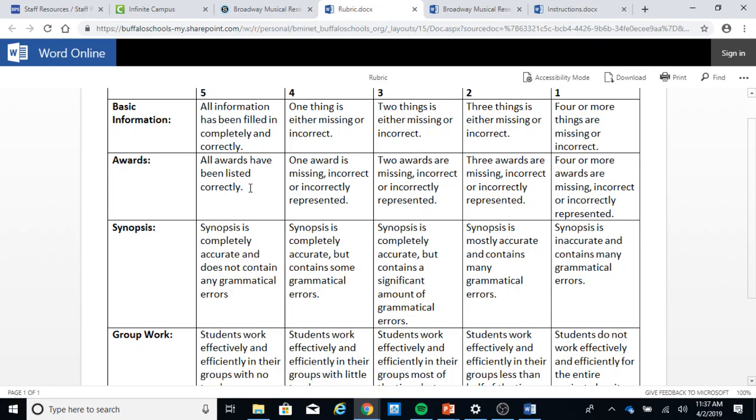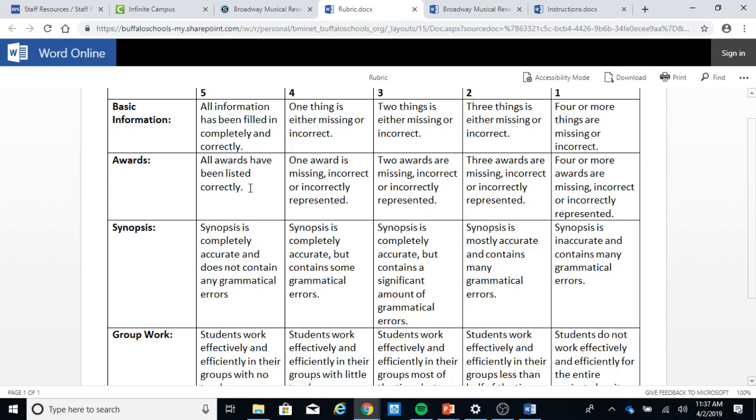Synopsis, a summary. For a 5, the synopsis needs to be completely accurate and not contain any grammatical errors. That's a 5 out of 5. A 4 would be that the synopsis is completely accurate but contains some grammatical errors. A 3 would be that the synopsis is completely accurate but contains a significant amount of grammatical errors. The one thing I'm not going to tolerate at all is inaccuracy in the synopsis.